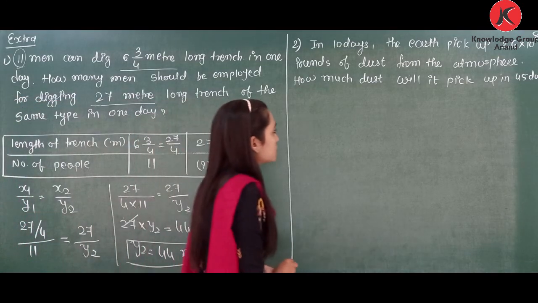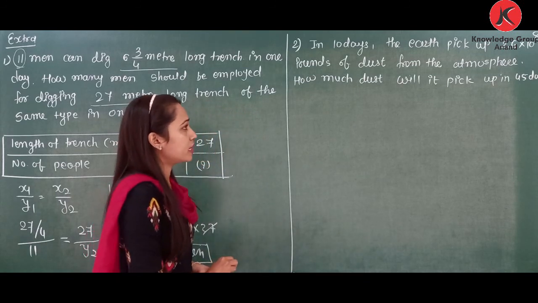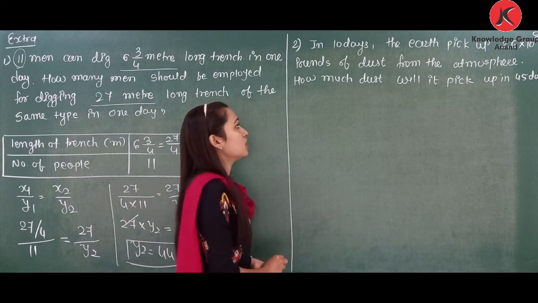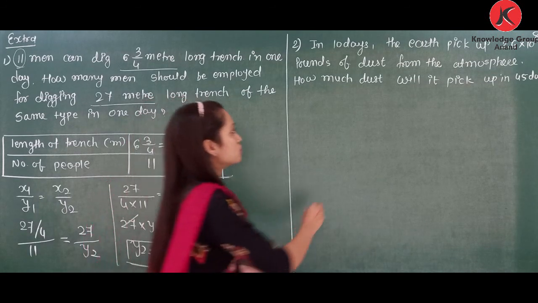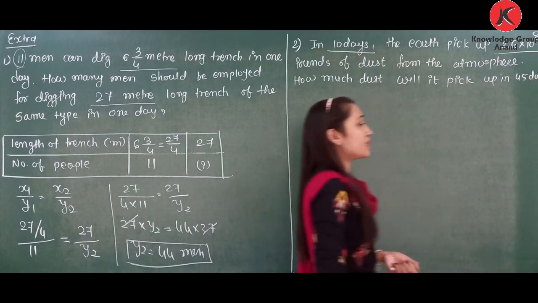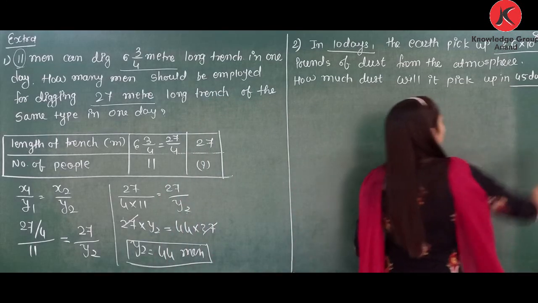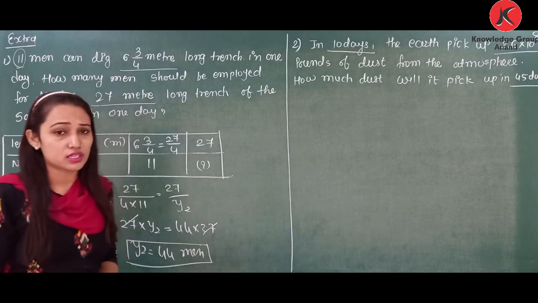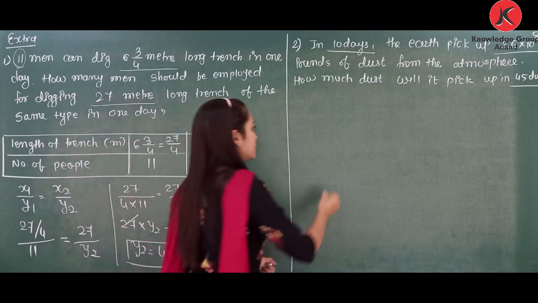In 10 days, the earth picks up 2.6 multiplied by 10 raised to 8 pounds of dust from the atmosphere. How much dust will it pick up in 45 days? So in 10 days, dust is 2.6 multiplied by 10 raised to 8 pounds. So what will be the dust in 45 days? So if days are increasing, dust is also increasing, and if days are decreased, dust is also decreased. So that's why it is in direct proportion.